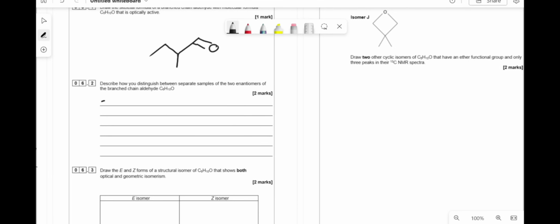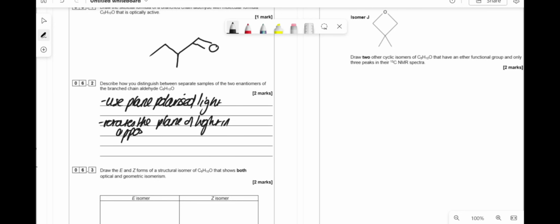So what you do is you use plane polarized light, and this rotates the plane of light in opposite directions.